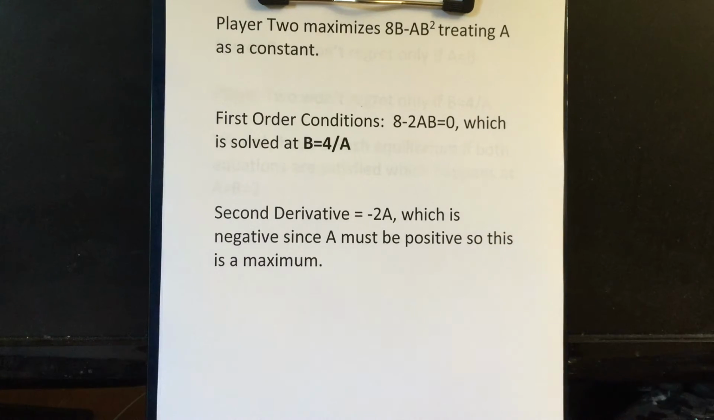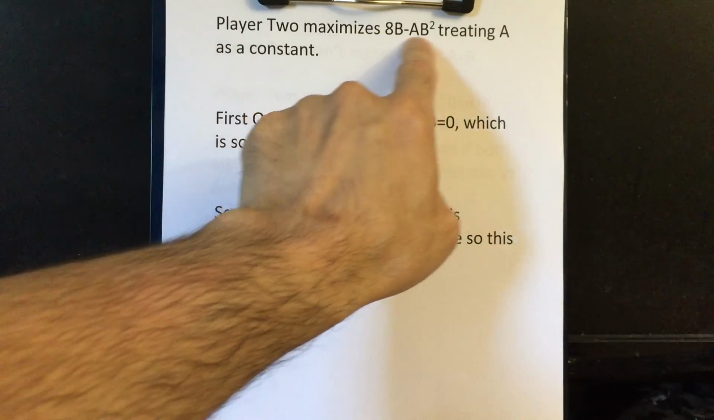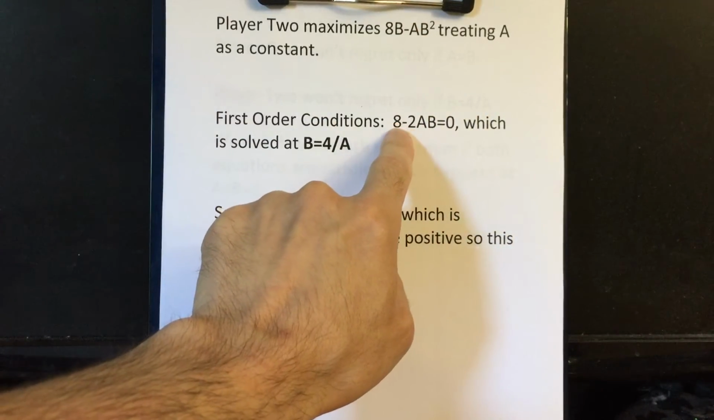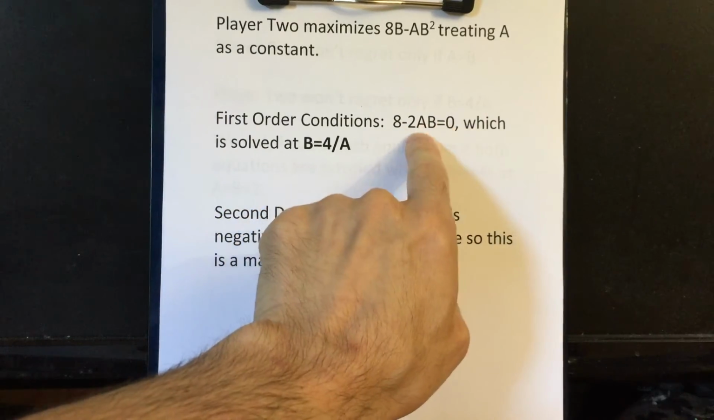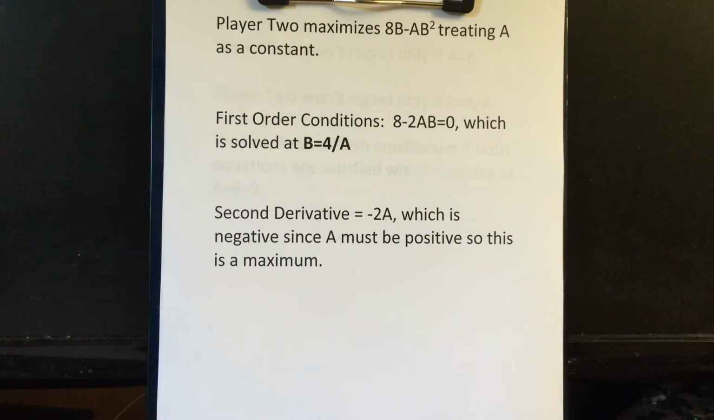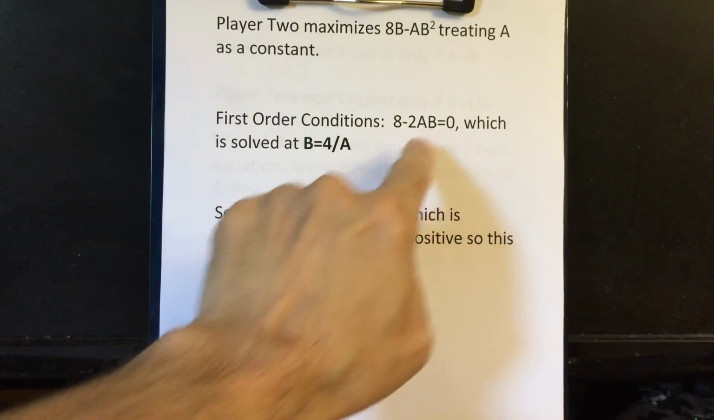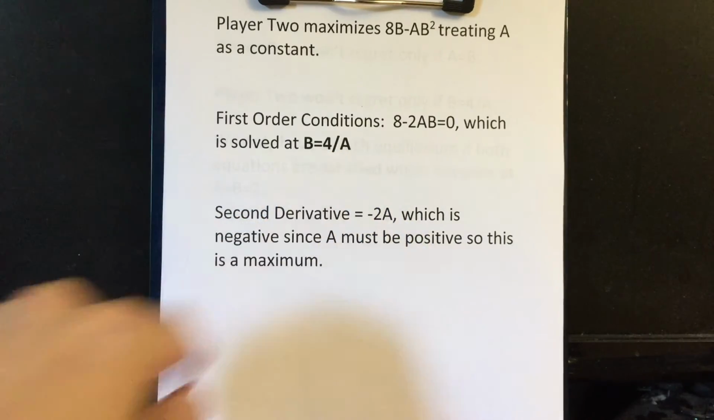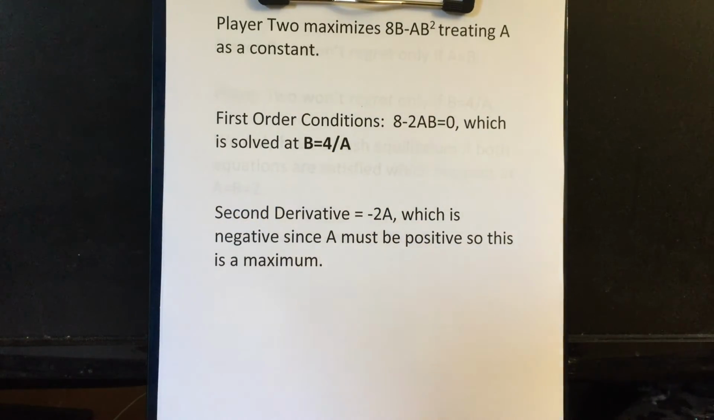So for player 1, A is the variable and B is the constant. But for player 2, B is the variable and A is the constant, because the thing you control, that's the thing that's the variable. Okay, so we take the derivative of this with respect to B, treating A as a constant, and we get 8 minus 2AB. Then we set it equal to 0 for our first order conditions. And if you solve this for B, you get B equals 4 over A.